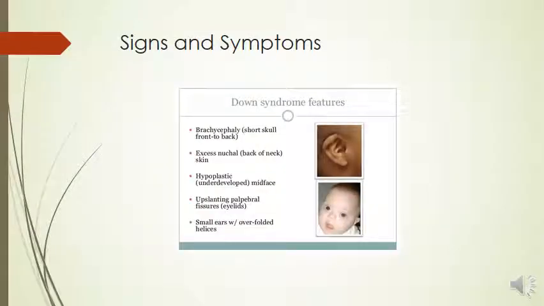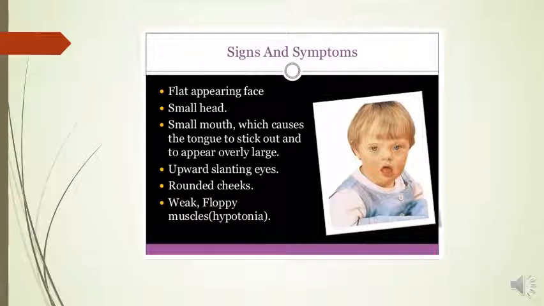Here we can see the brachycephaly, the short skull front to back, the excess skin at the back of the nape of the neck, the hypoplastic or underdeveloped midface, upslanting palpebral fissures, eyelids, small ears with an overfolded helix. The child in this picture is showing the flat appearing face, the small head, the small mouth and jaw, which causes the tongue to stick out and to appear overly large, upward slanting eyes, rounded cheeks, and you cannot see that from here, but he is weak and floppy, and his muscles have what is called hypotonia.